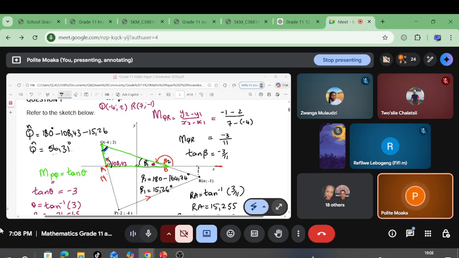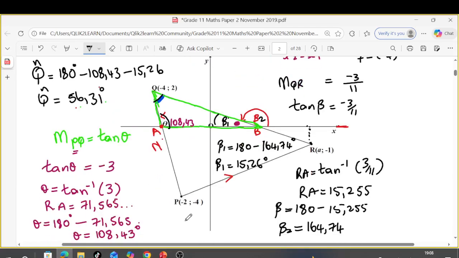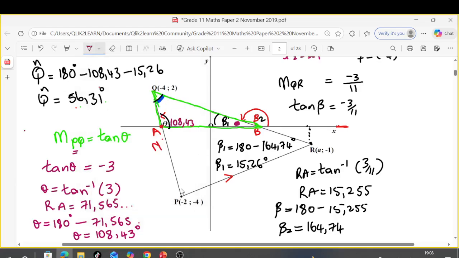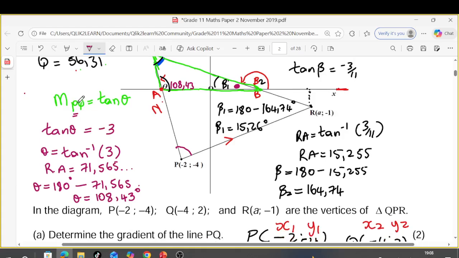Because now I need to test you. Okay, I see you guys are good. But now let's try and change the question. Let's say instead the question wanted us to find this angle, let's say angle P. What are you going to do? How can we find angle P?